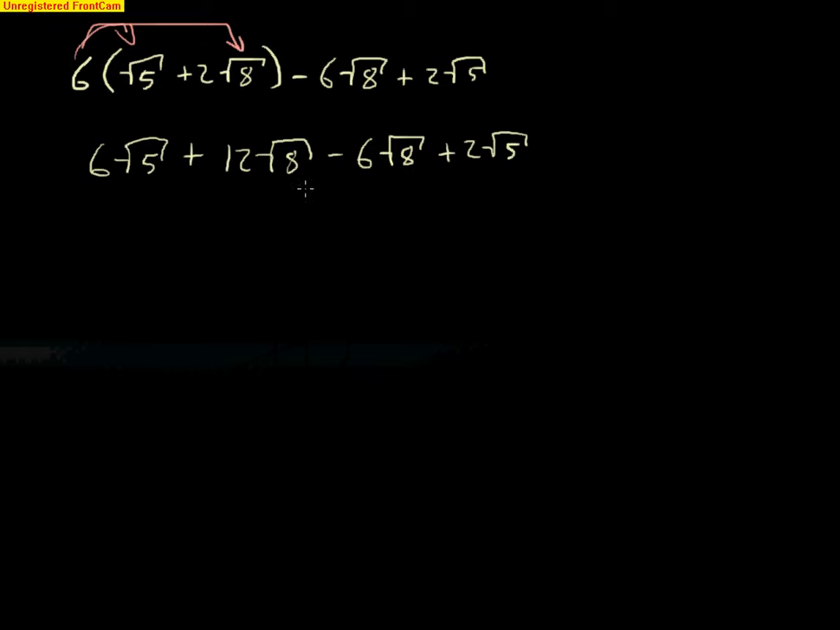Now let's check for teams. I have team square root 5. I have team square root 5. I have team 8, and I have team 8. So my 6 and my 2, that's going to give me 8 of these guys. I'm going to have 8 square root 5. And then I'm going to have 12 minus 6. That'll be 6 square root 8.